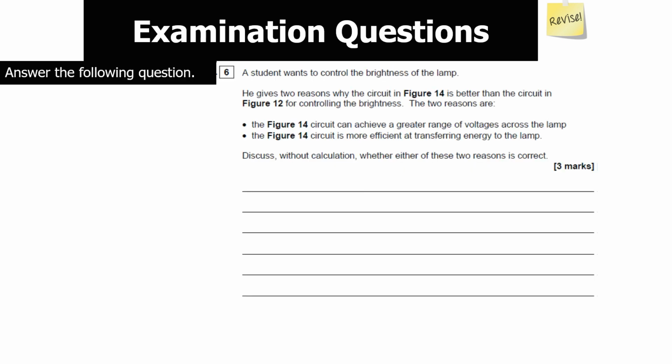The next question says, a student wants to control the brightness of the lamp. He gives two reasons why the circuit in figure 14 is better than the circuit in figure 12 for controlling the brightness. The two reasons are that the figure 14 circuit can achieve a greater range of voltages across the lamp, and that the figure 14 circuit is more efficient at transferring energy to the lamp. Discuss without calculation whether either of these two reasons is correct. So pause the video now, then unpause the video when you want to go through your answers. So how would you work this through?